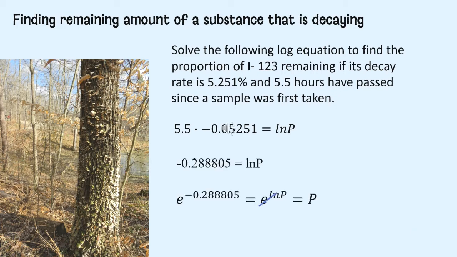If we multiply 5.5 by negative 0.05251, we get approximately negative 0.288805, and that is set equal to natural log of p. P is our variable, it is inside a log function. So an exponential function needs to be used to cancel out the log function.